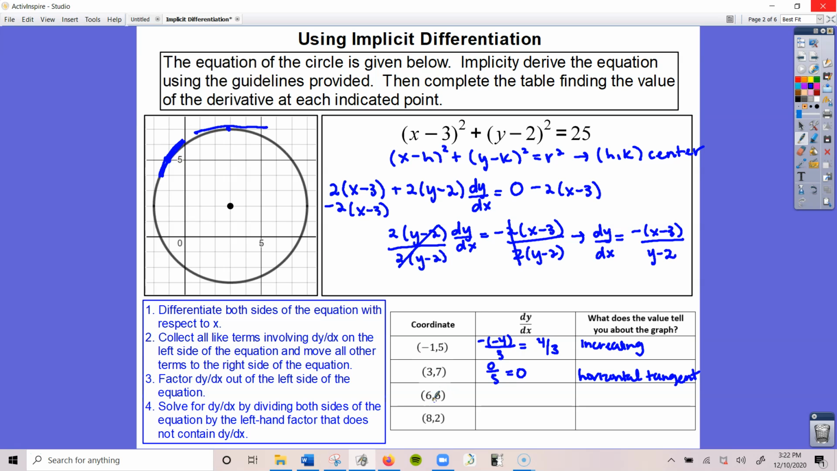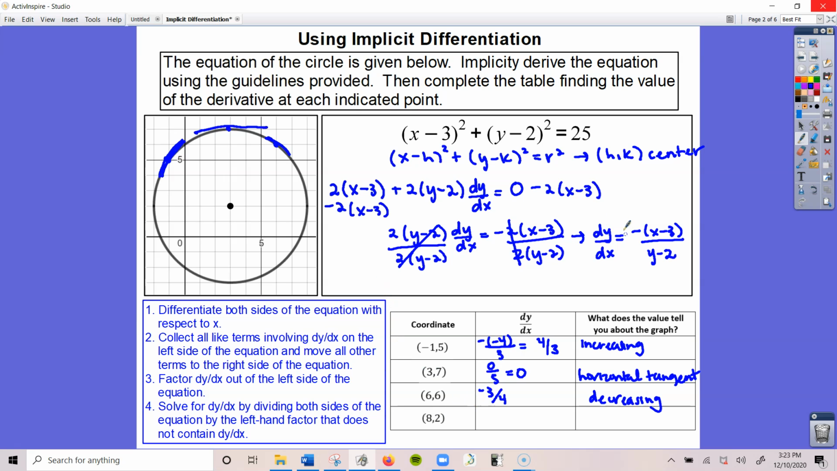Next, let's try (6, 6). If you plug in 6 into the numerator, you would get 6 - 3, which is a positive 3, but then this negative, making it a negative 3, over 6 - 2, which is 4. So we end up with a negative derivative value. This means the graph will be decreasing. And again, if you look at the graph at (6, 6), you can see that our circle is going down at that point, so it is decreasing.